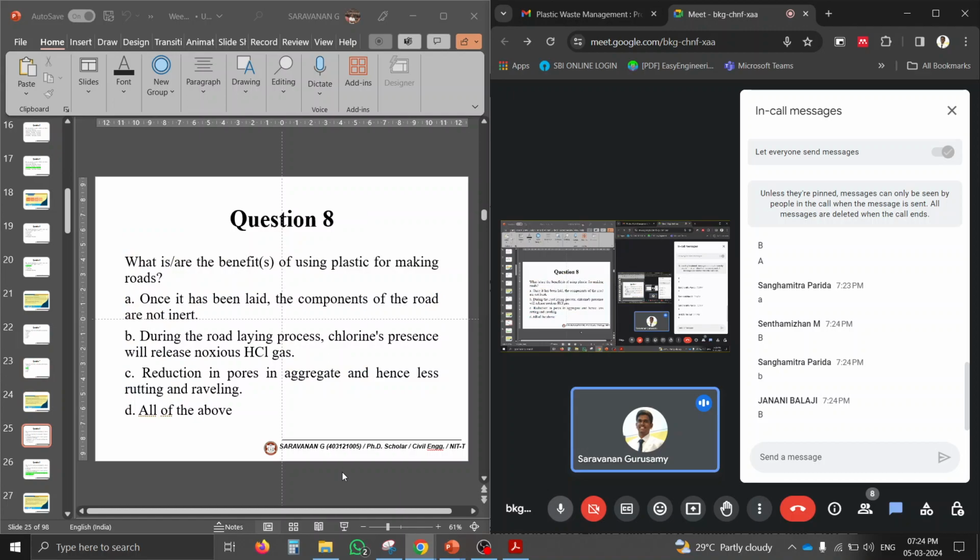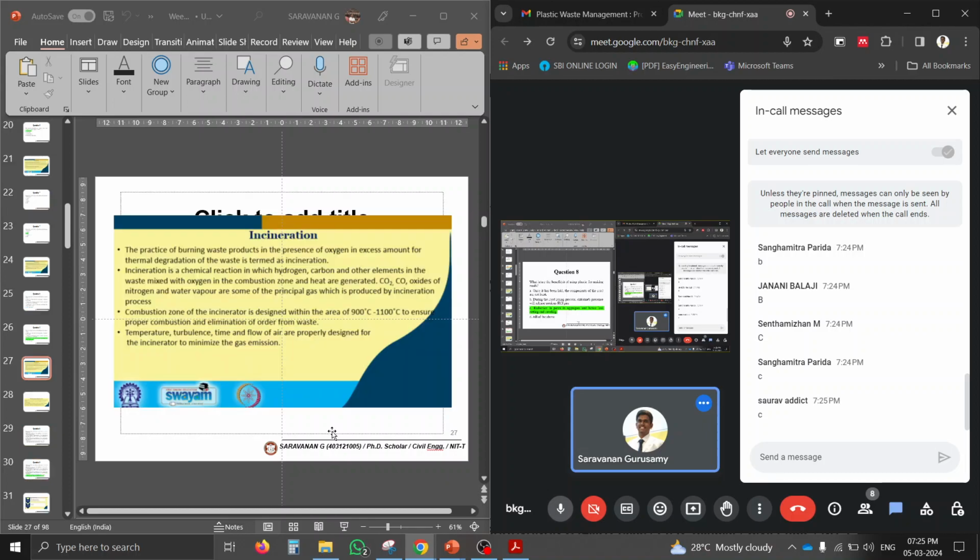Then what is the benefit of using plastic for road making? Benefits of using plastic in road making. Yeah, that is correct: reduction in pores in aggregates and less rutting and traveling.